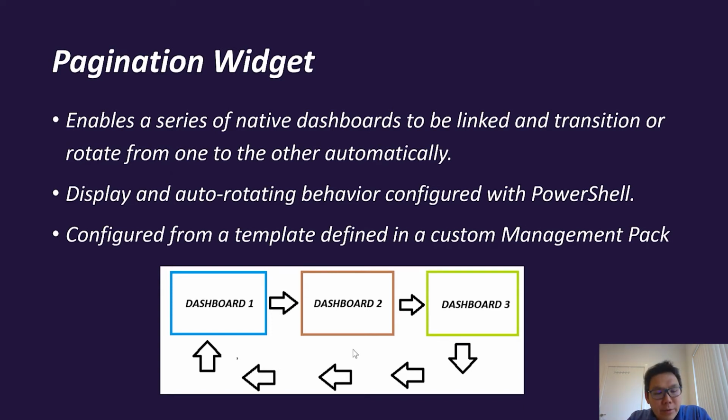Now, I would like to introduce a custom widget that I created a while back called the Pagination widget. This widget allows a series of native dashboards to be linked first, and then it transitions or rotates from one to the other automatically, like what you would typically see projected on a large screen in an operations command center, where the pages displayed automatically switch from one page showing important monitoring information to the next, and then the next, at a predefined frequency.